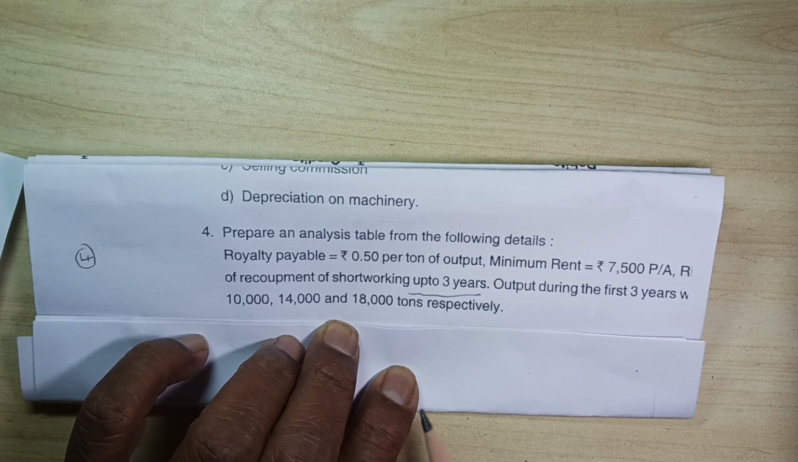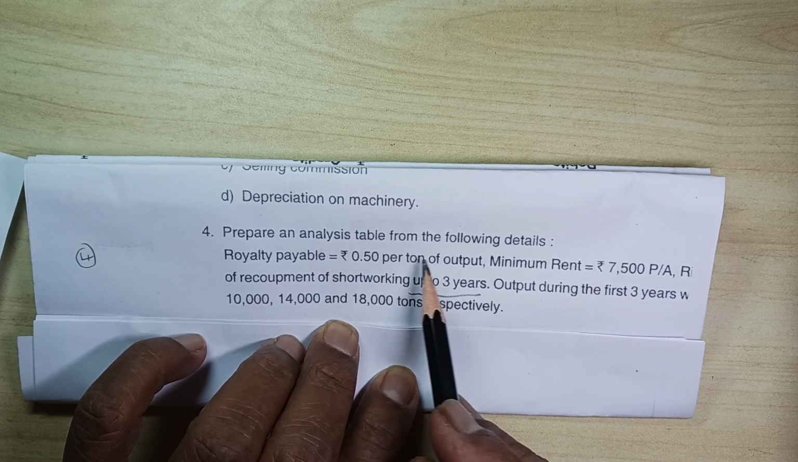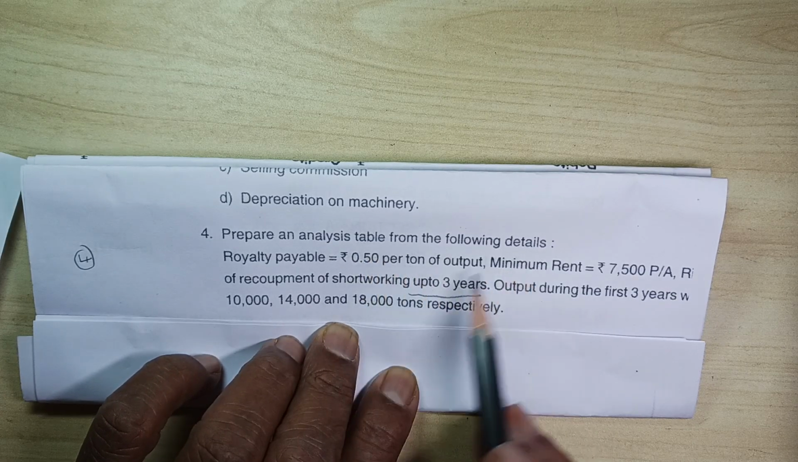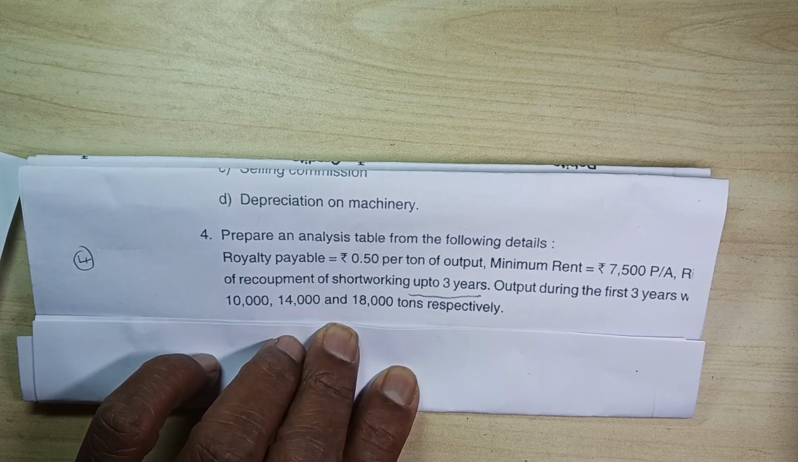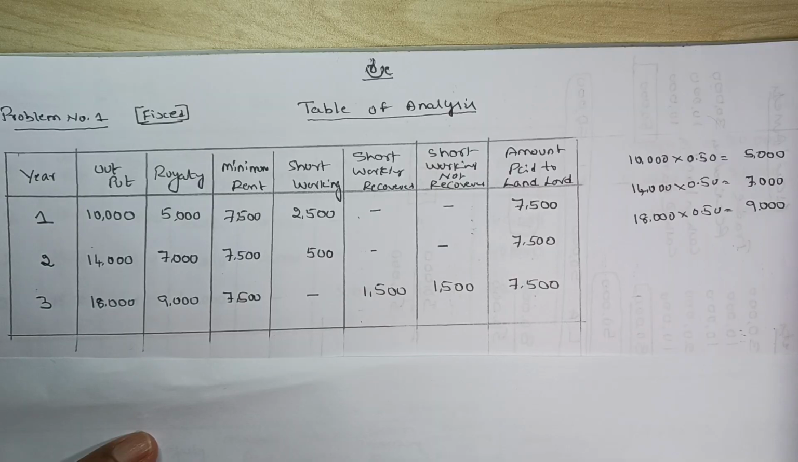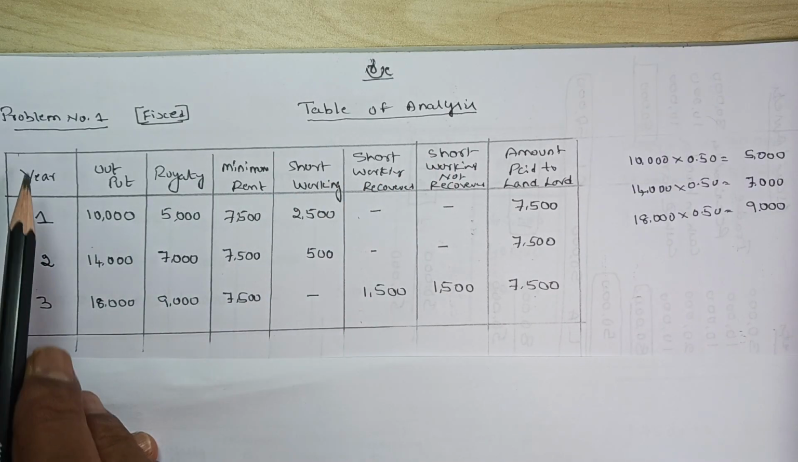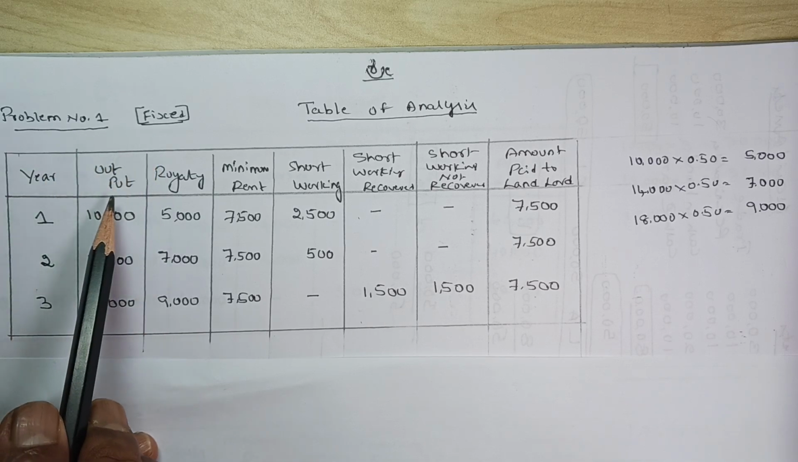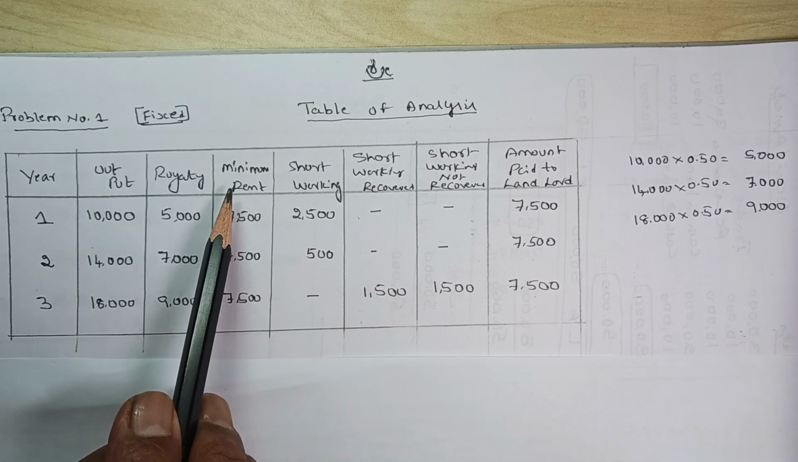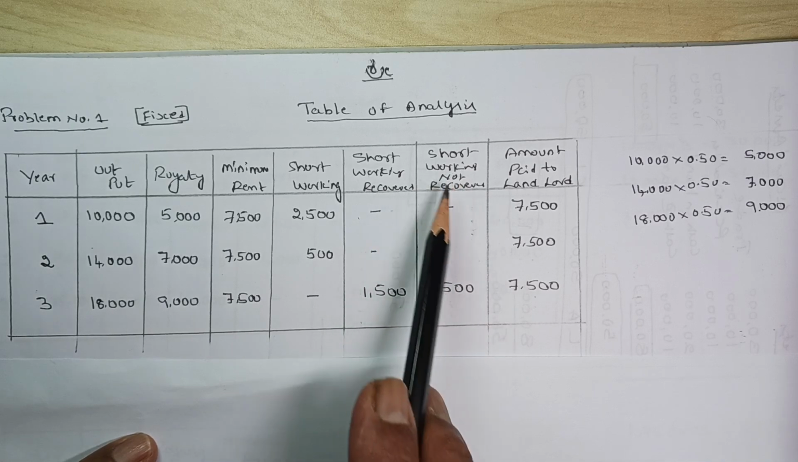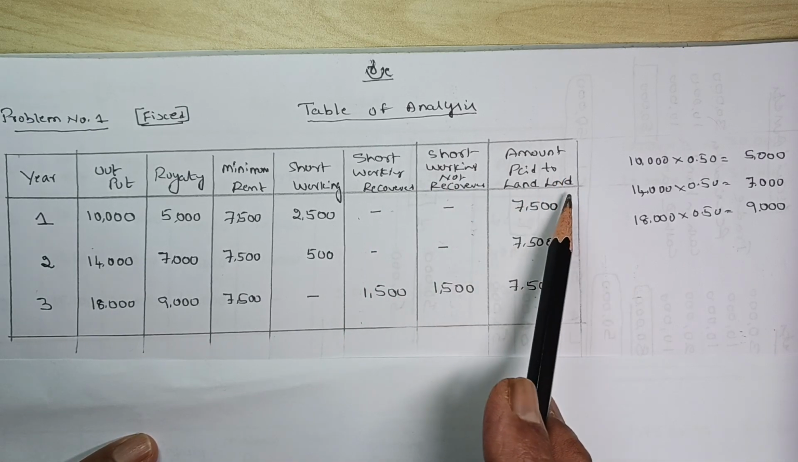Now we have to find out how he is going to recover that amount. It is very simple. They have asked for 4 marks, so you have to prepare the table of analysis. Problem number 1, I have written fixed so that you will understand. What are the columns? Year, output, royalty, minimum rent or you can write dead rent, short working recovered, short working not recovered, amount paid to landlord.